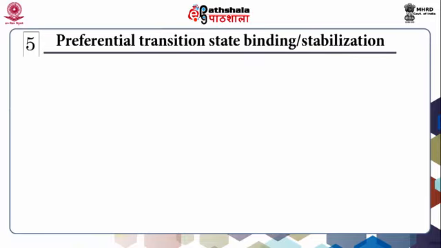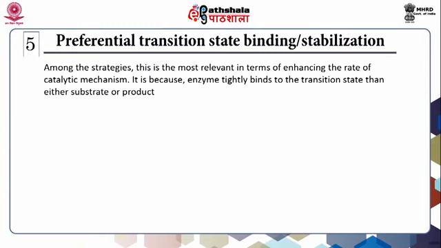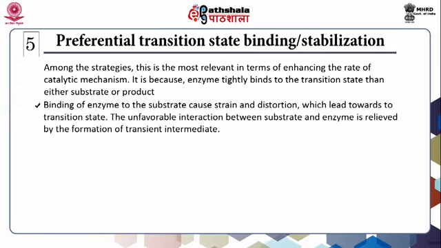Preferential transition state binding or stabilization. Among the strategies, this is the most relevant in terms of enhancing the rate of catalytic mechanism. It is because the enzyme binds more tightly to the transition state than to either substrate or product. Binding of the enzyme to the substrate causes strain and distortion, which lead towards the transition state.